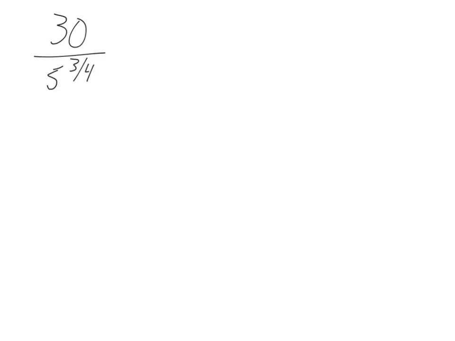Alright, so our next type of problem is 30 over 5 to the 3/4 exponent there. So we need to get rid of that 3/4 there. Now if you remember, 5 to the 3/4 is really the 4th root of 5 cubed. So there's a radical sign in the denominator, and you can't have that in the denominator. It has to be simplified. There can't be any radical signs in the denominator position.